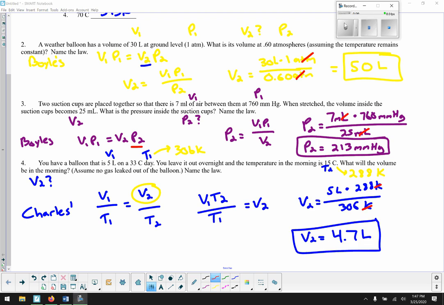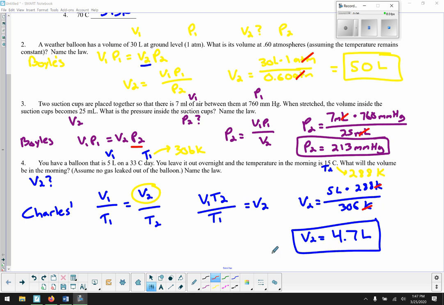So I've rearranged the equation. Volume 2 equals V1 T2 divided by T1, and then I plugged in all the appropriate numbers. So 5 liters times 288 kelvins divided by 306 kelvins. Again, you can check to see that your units cancel out. Kelvins on the top and bottom cancels out. I'm left with liters, and I get V2 being 4.7 liters.